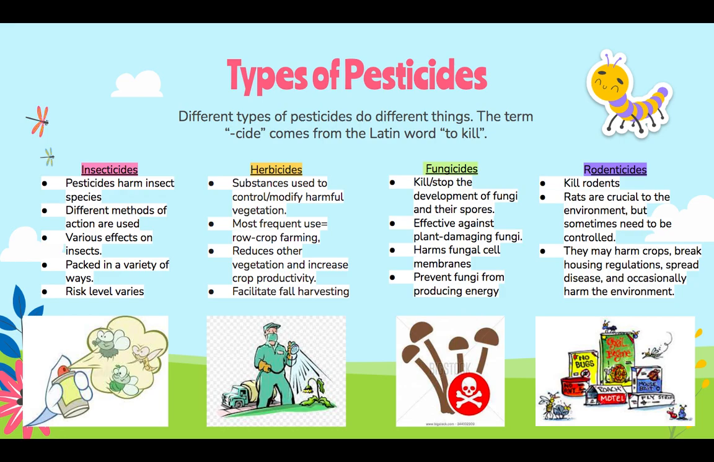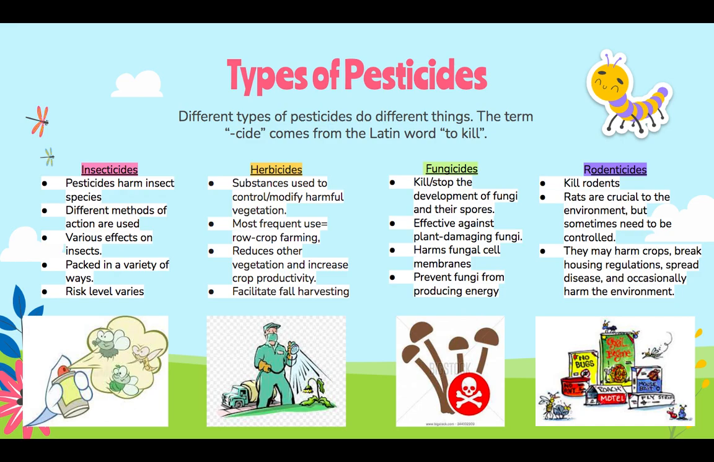Fungicides work to kill or stop the development of fungi and their spores. They are effective against rusts, mildews, and other plant-damaging fungi. They also can be applied to manage mold and mildew. The majority of fungicides harm fungal cell membranes or prevent the fungi from producing enough energy to survive.